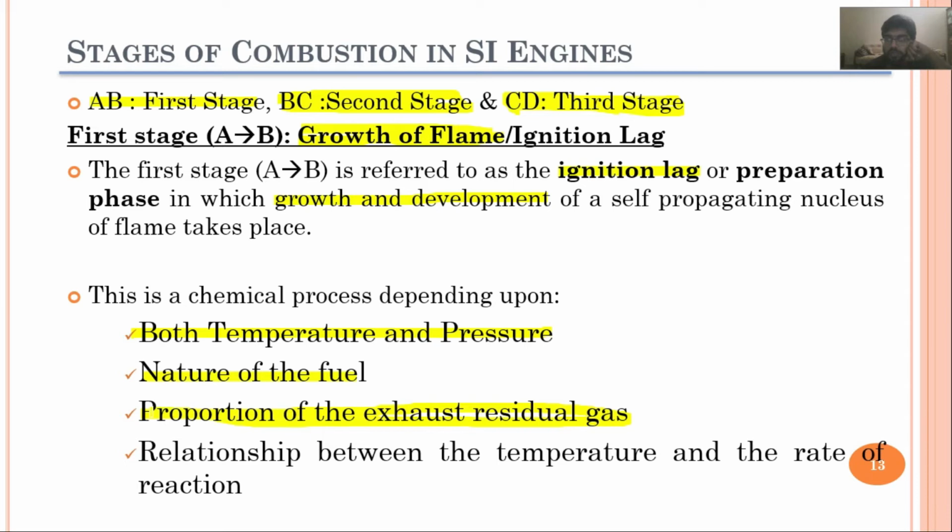This is the amount of exhaust gases which has not been sent to the exhaust manifold because of the clearance volume. When the piston reaches the top dead center, there is this clearance volume, and in that clearance volume the exhaust gases would be there. If the exhaust gases are higher, there is a possibility that they will offer some hindrance in the combustion process of the fresh air-fuel mixture. And the next point is the relationship between the temperature and the rate of reaction.